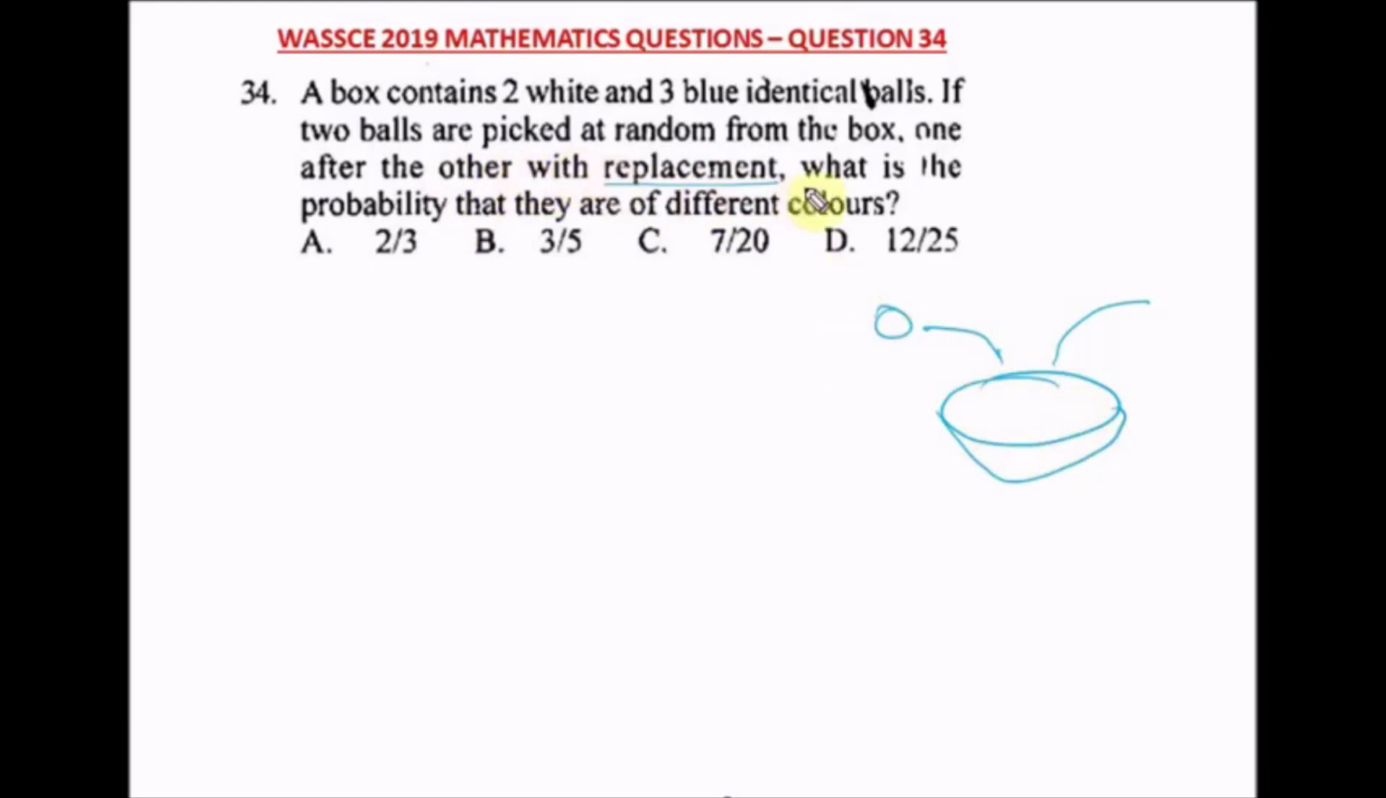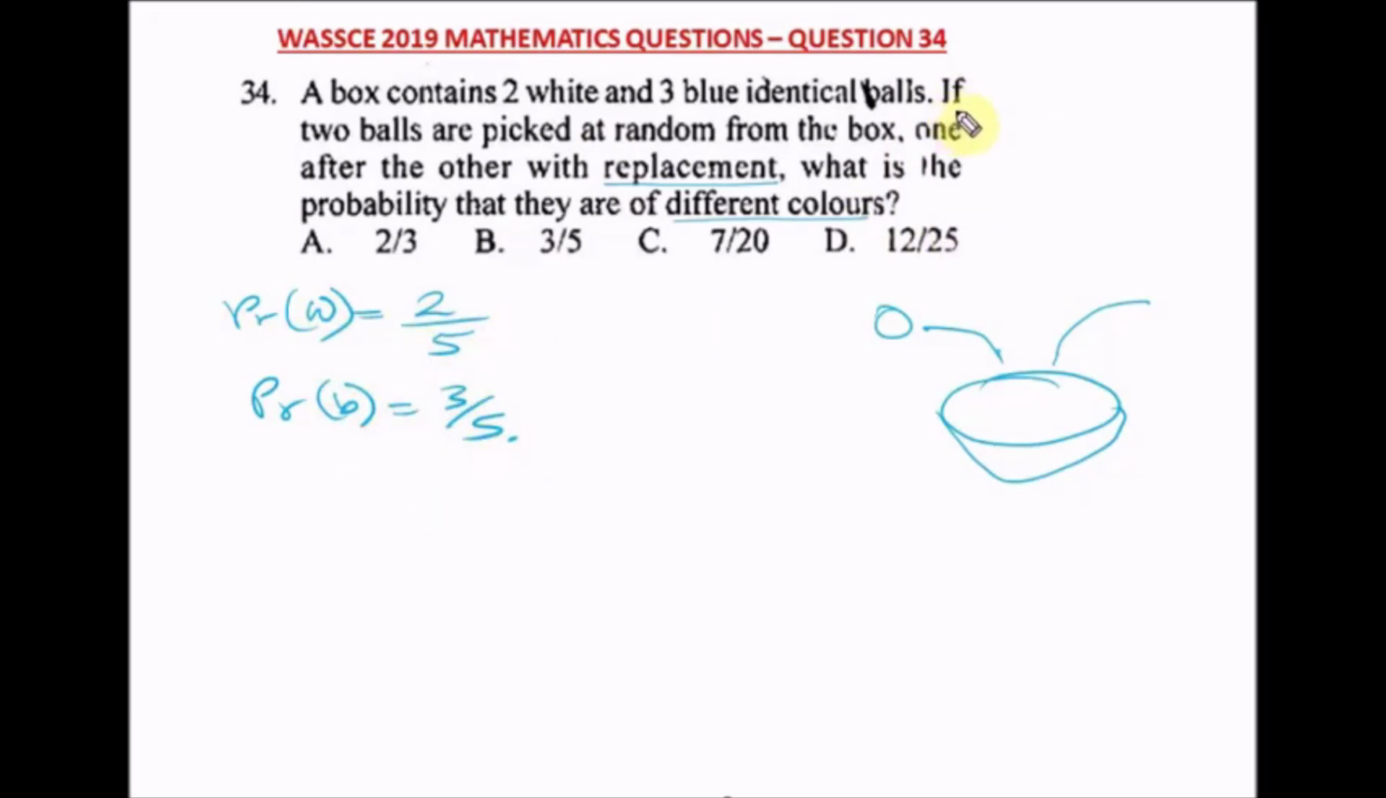All right, so from here the question asks us, what is the probability that they are of different colors? What's the probability that the ball picked is white? If the ball picked is white, the probability will be 2, we have 2 white balls, divided by the total number of balls, which is 5. And if it's blue that is picked, it's 3 divided by 5. So these are the probabilities: if it's white, this is it. If it's blue, this is it.